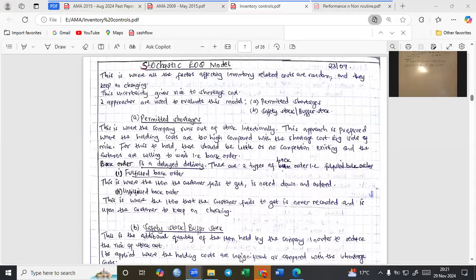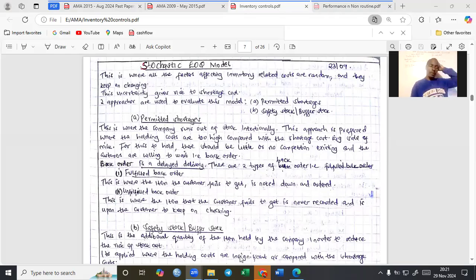Now the question says, this states stochastic model. This is where the factors affecting inventory related costs are random and they keep changing. So they are not certain. Remember when we talk about the deterministic EOQ, we say that the factors affecting the EOQ are certain in nature. But when we talk about stochastic, it means the factors which affect the inventory are at random manner.